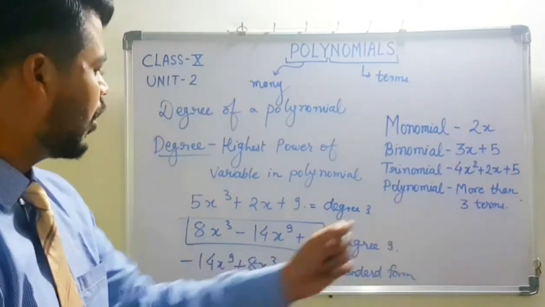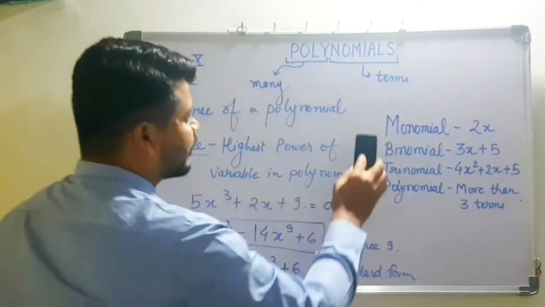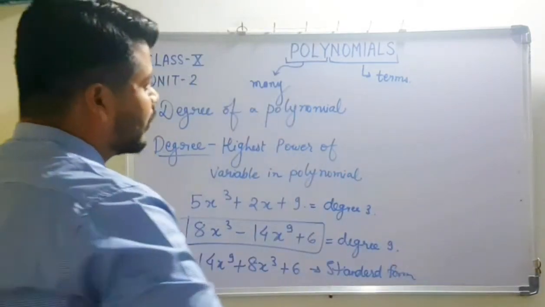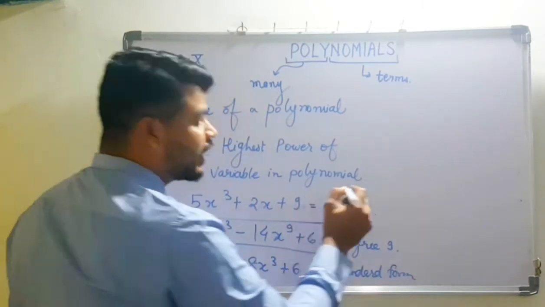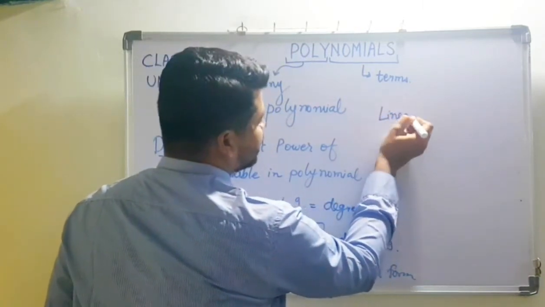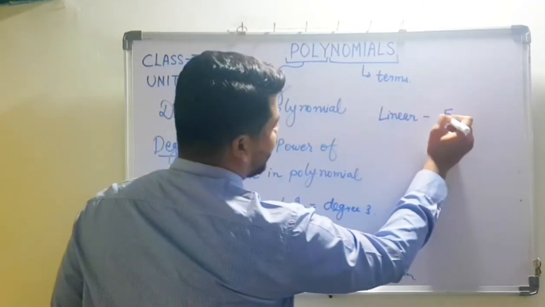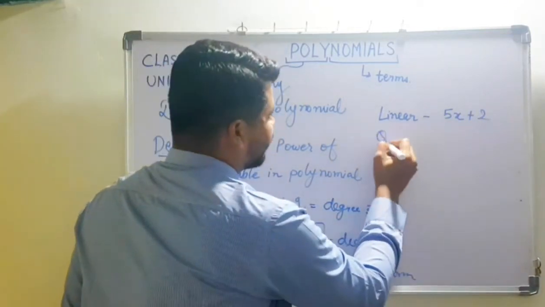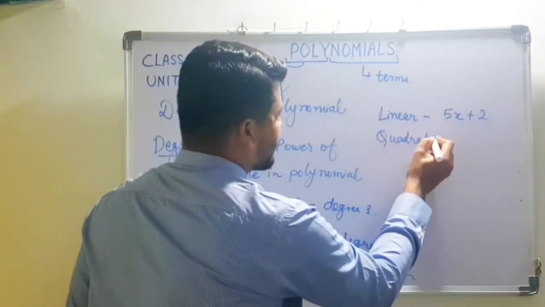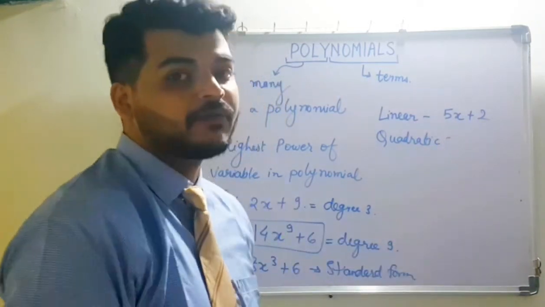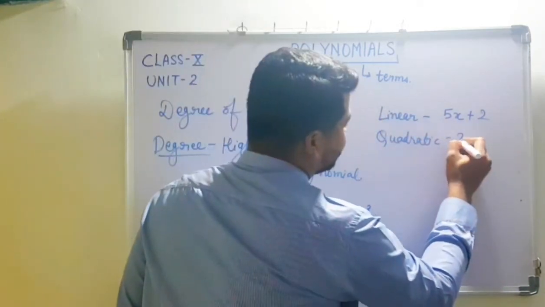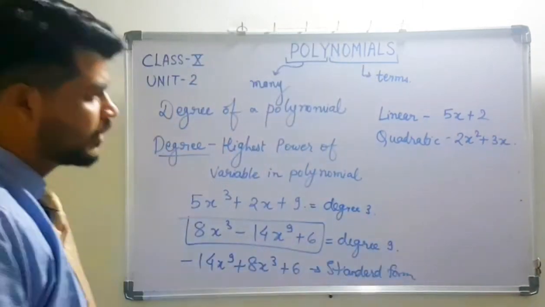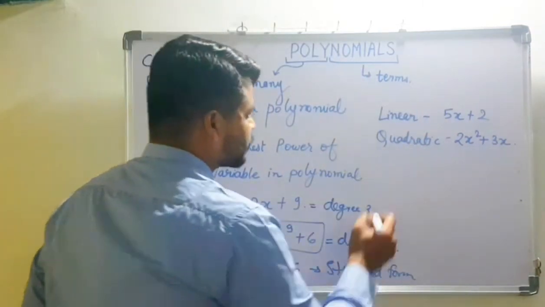Now, on the basis of degree, we have divided polynomials into linear polynomial, like 5x plus 2. Second one is quadratic. It has power 2, like 2x square plus 3x. It is a quadratic polynomial.